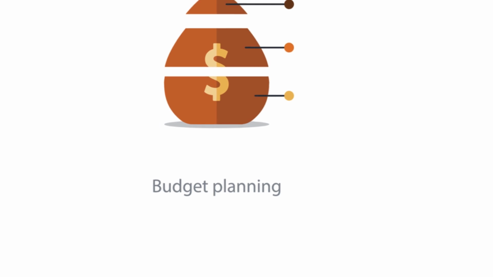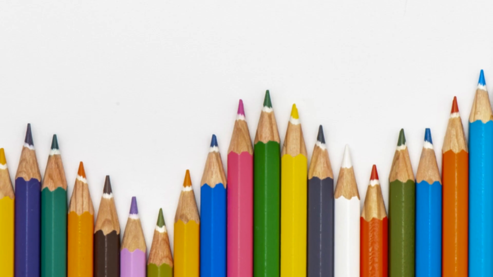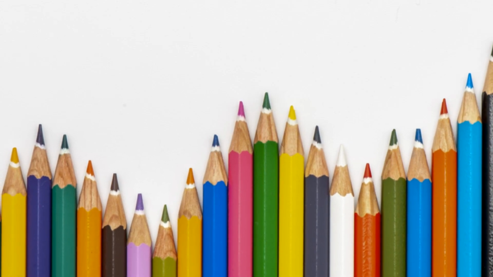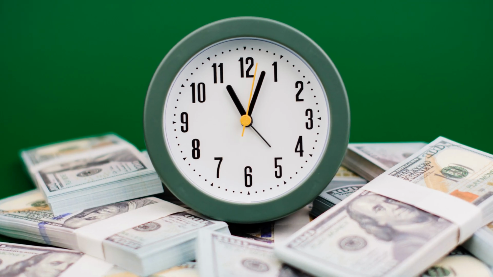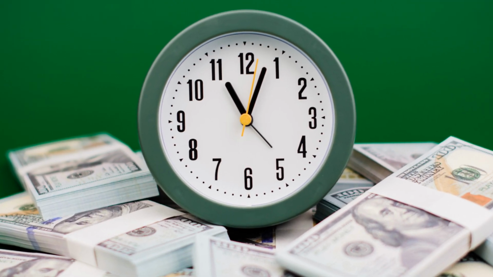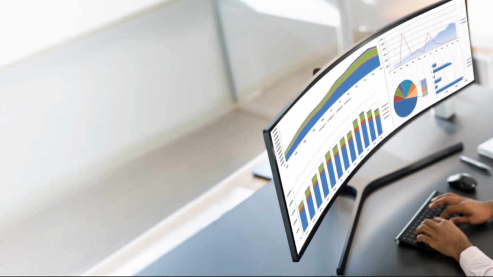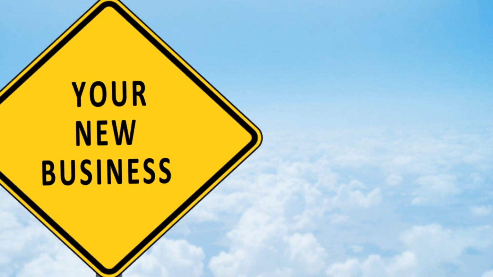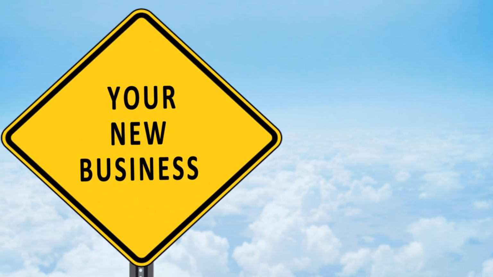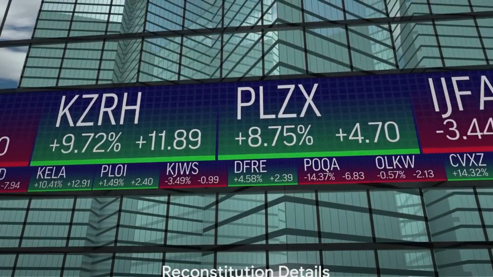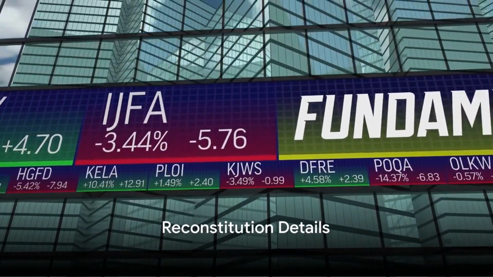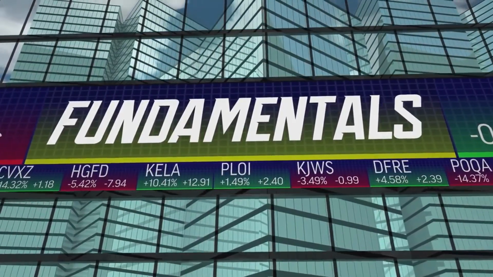SCHD aims to track the Dow Jones U.S. Dividend 100 Index as closely as possible, keeping costs low for investors, and selecting stocks based on financial strength and dividend reliability. And it does all this with the help of a carefully designed algorithm that takes into account key financial metrics. With the objectives and strategy clear, let's dive into the details of the recent reconstitution. The recent reconstitution witnessed 23 additions and 23 removals from the fund.